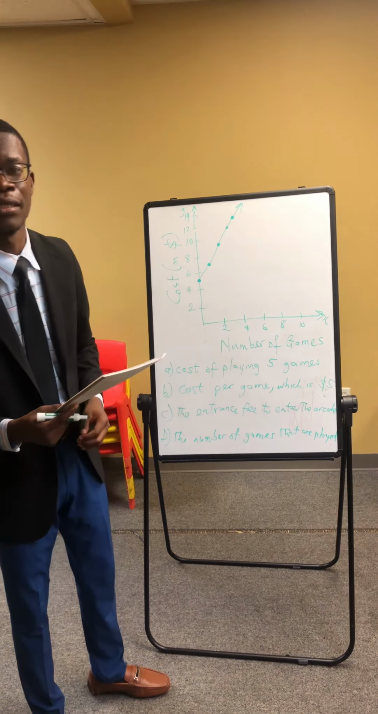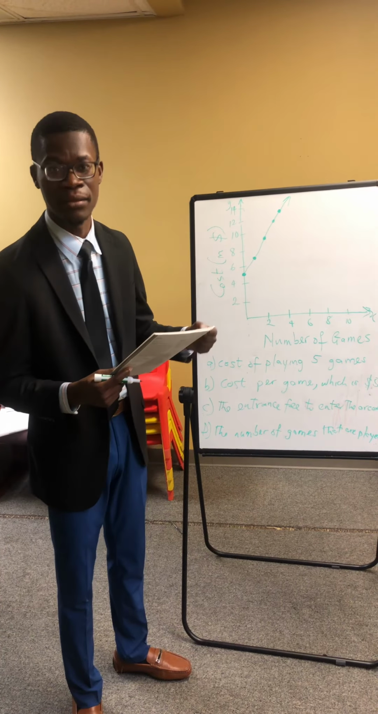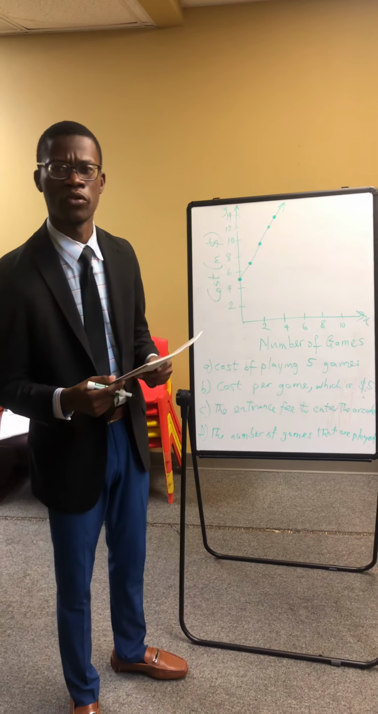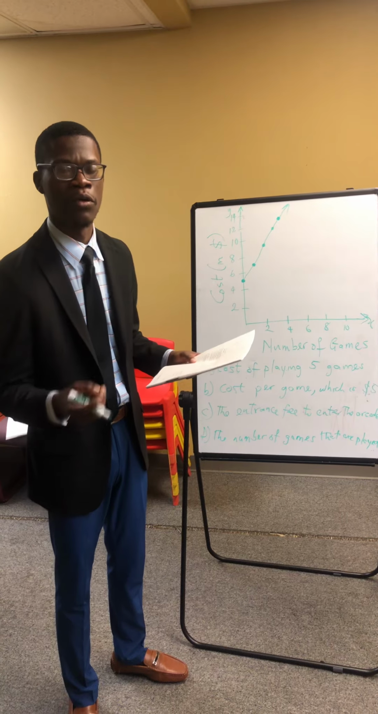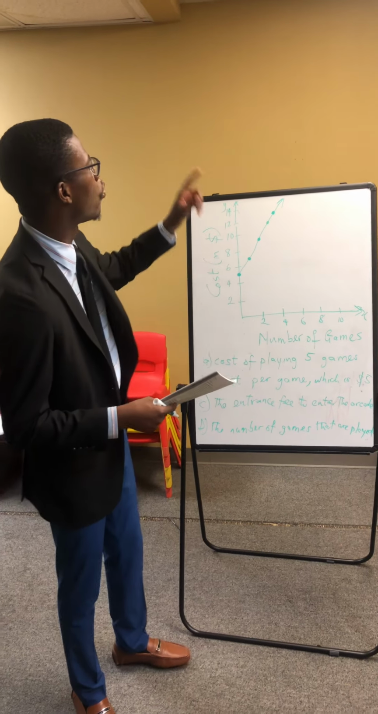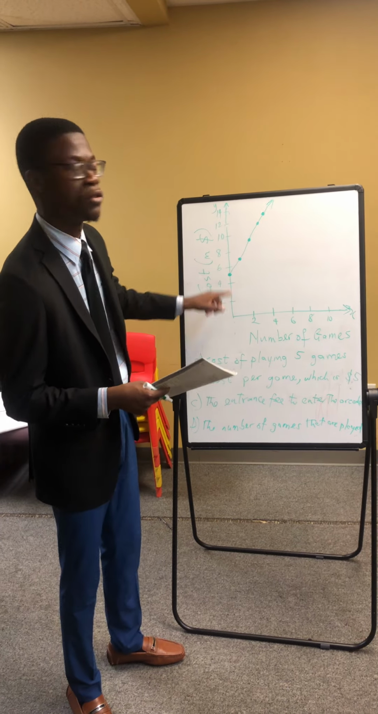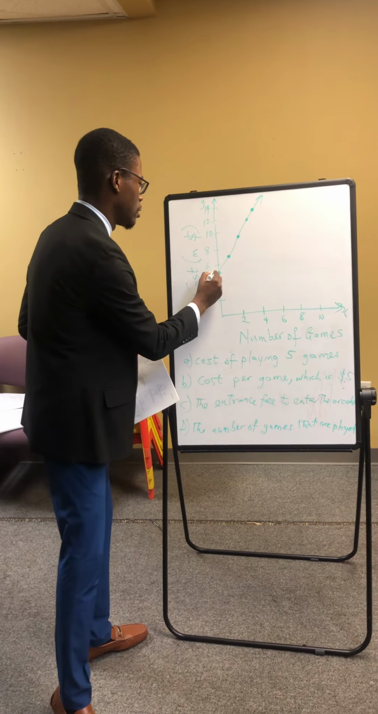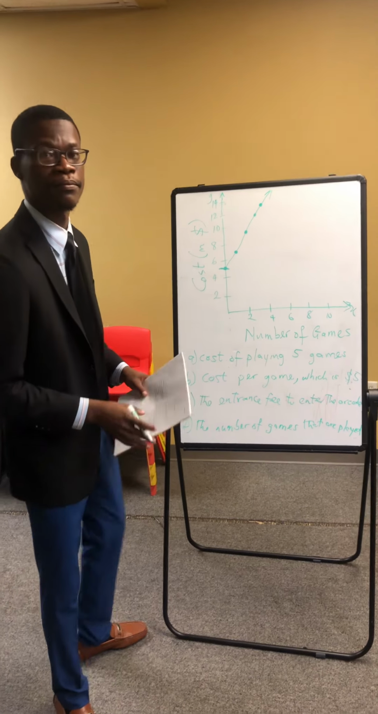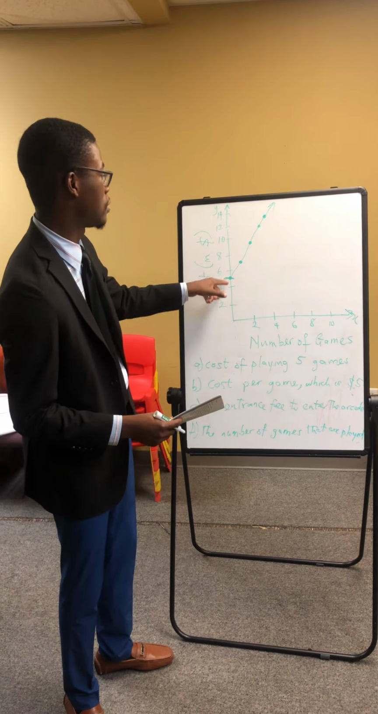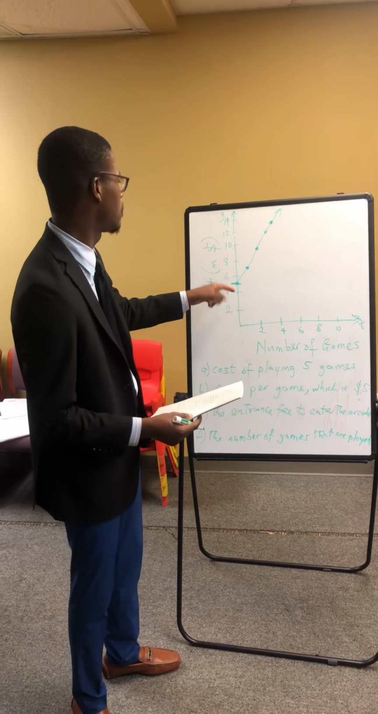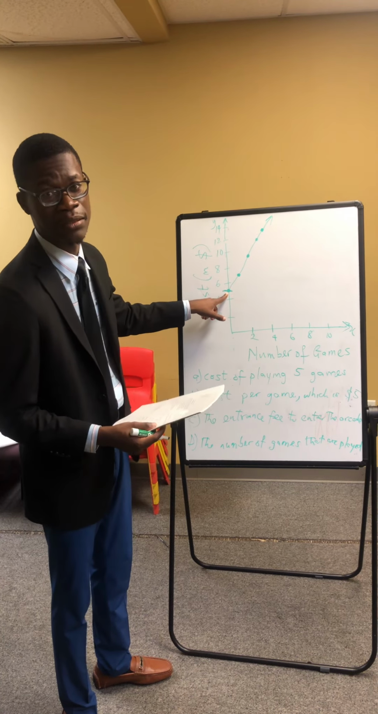So the question is asking, what could the y-intercept mean? The first question you want to ask is, where is the y-intercept? What does that mean? It means where this line cuts the y-axis. So this right here is the y-intercept. You see? Now it's between 4 and 6, so we could say it's 5. So the question is, what could this figure 5 represent?